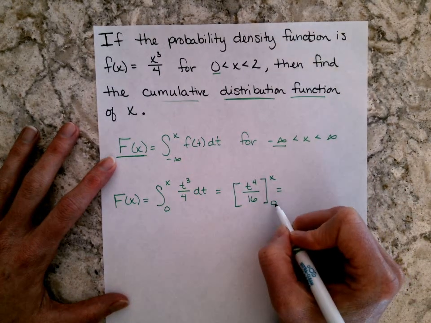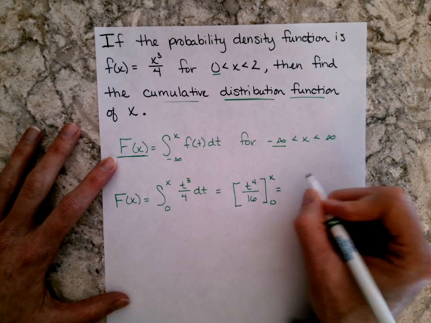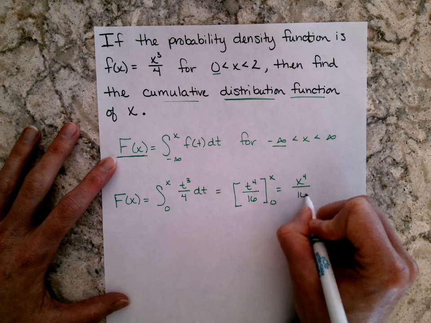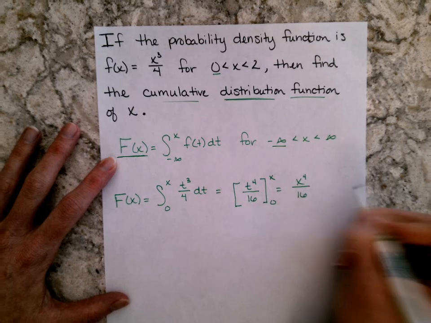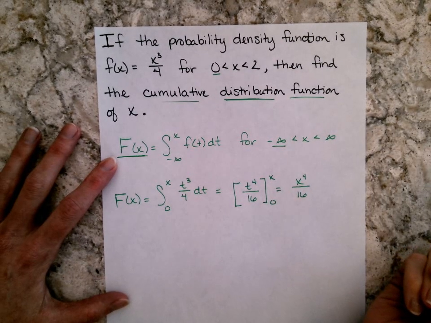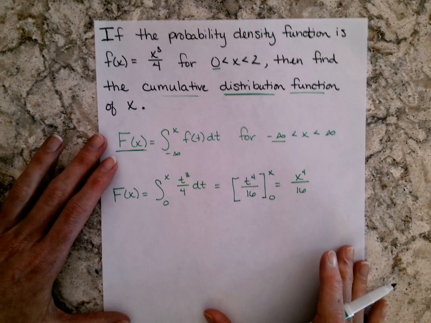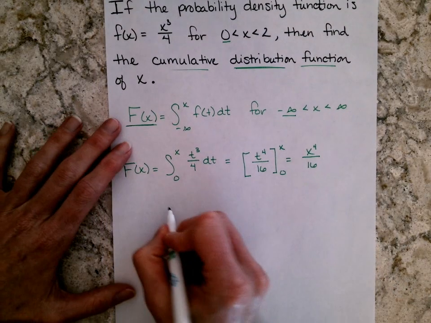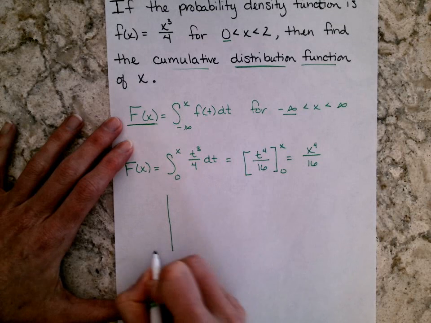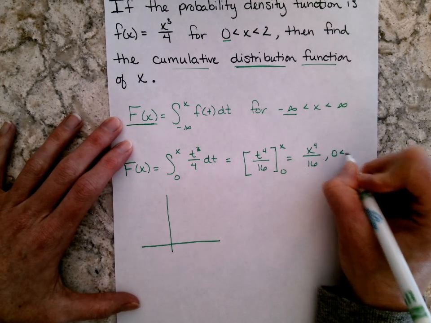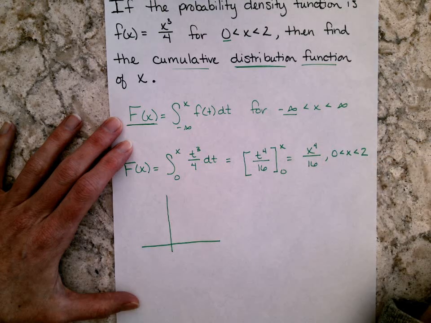Right? So then again, we take our x, we plug it in, and we end up getting x to the 4th over 16. Again, minus 0 just leaves it at that. So once we get this, now we're going to take a look at this on our graph so that we can define all values, because this is going to be for all values between 0 and 2.